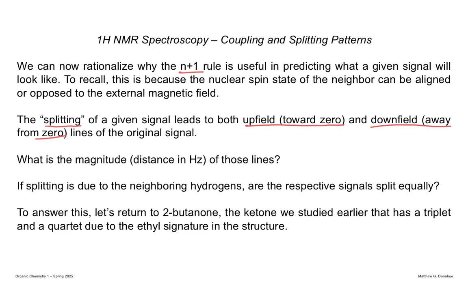So after you determine the unique number of sets, say you had one neighbor that splits into a doublet, you get a little bit going this way, a little bit going the other way. So that's upfield and downfield. And now you have that distance between them, and that's what we're going to measure. That magnitude is reported in hertz. And really what we want to figure out from that 2-butanone, when the CH2 group and the CH3 group couple together, does that coupling lead to the same magnitude for the triplet and the quartet?